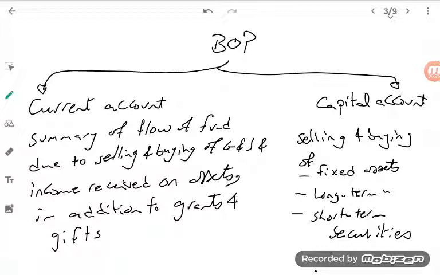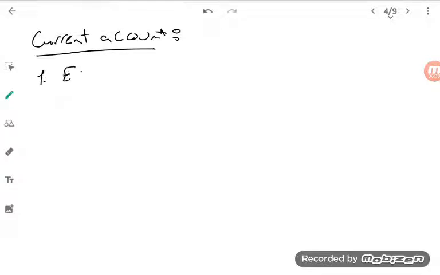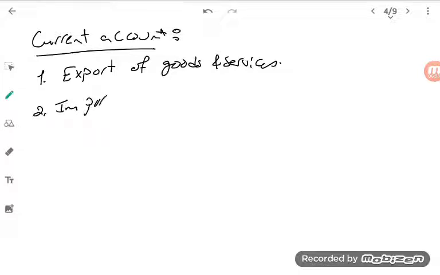What are the main components of each one of them? With respect to the current account, it includes number one, exports of goods and services, and number two, imports of goods and services. Export means that you are going to sell to the rest of the world. Import, you are going to buy from the rest of the world.